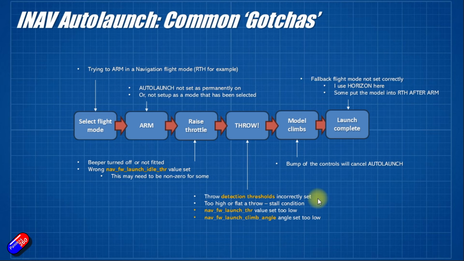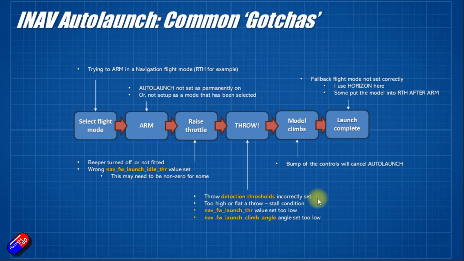I would use the settings that I've shown in the introduction to this video. And then again, don't go too high or too flat to throw. Don't throw it up at 45 degrees. There are powerful models that can climb vertically, but lots of planes and wings do not have that ability. So launch it as you would normally, as though you were going to manually manage the launch yourself. INAV will just detect that that's happened and take over.